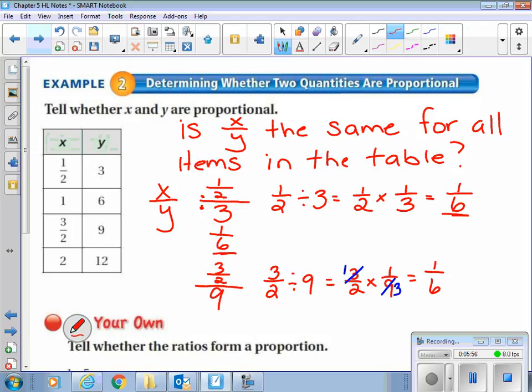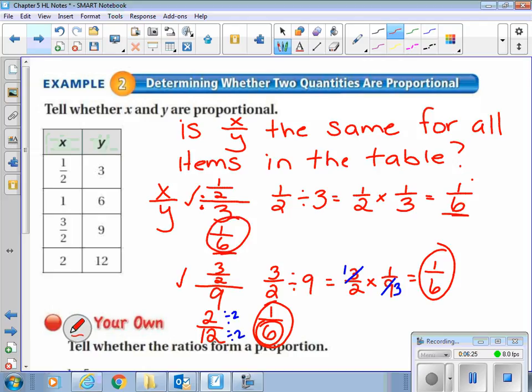I'm going to check my last one. 2 over 12. That's a nice regular fraction. It's not complex like these two were that we had to use the division. So here we can just simply simplify it. What can go into 2 and 12 evenly? Both are divisible by 2. 2 divided by 2 is 1, and 12 divided by 2 is 6. So you can see 1 over 6, 1 over 6, 1 over 6, and 1 over 6. Since all of the x over y were the same, this would be a yes, that it is proportional. All right, that one has a proportional relationship.